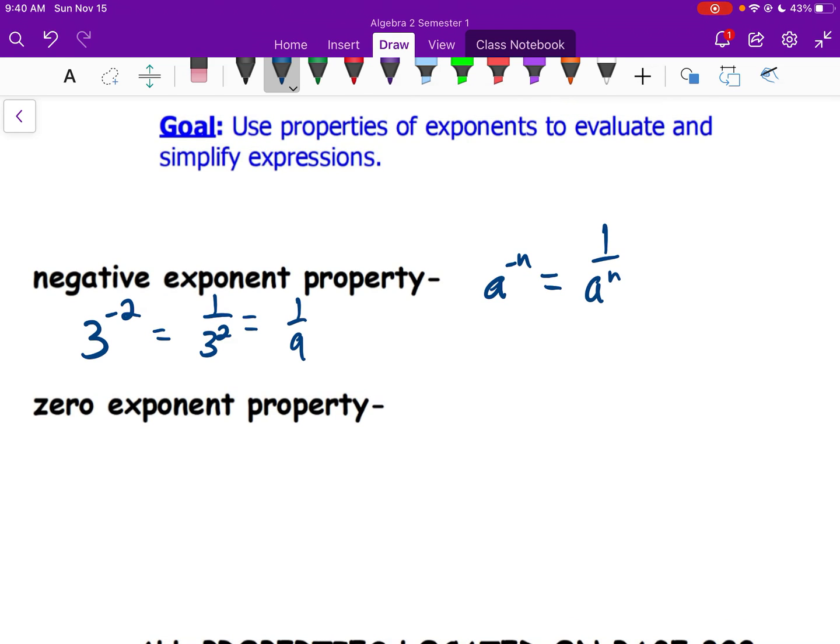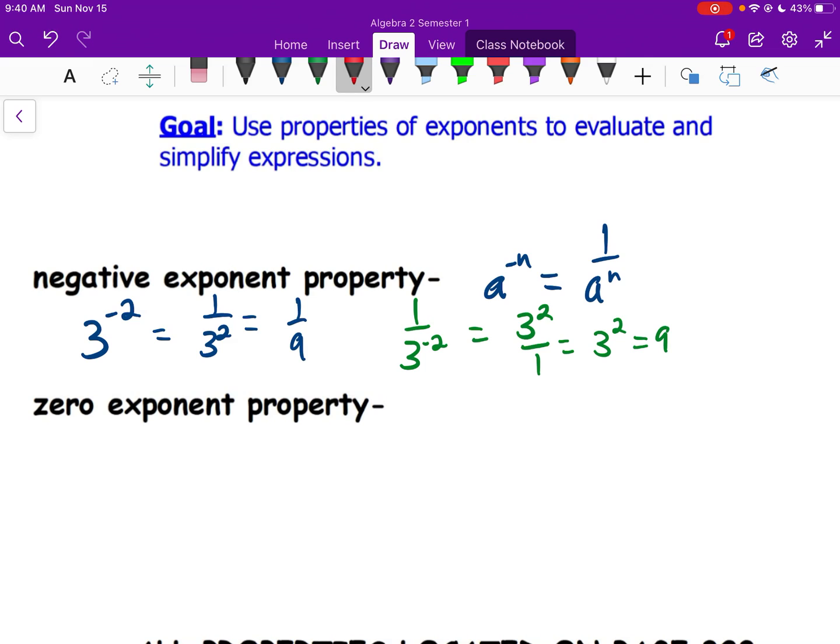Now, let's say that negative exponent is in the denominator. So let's say 1 over 3 to the negative 2. Same idea, except now instead of bringing it to the bottom, we're going to bring it to the top. So in this case, we would just have 3 squared over 1, which is just 3 squared, so 9.